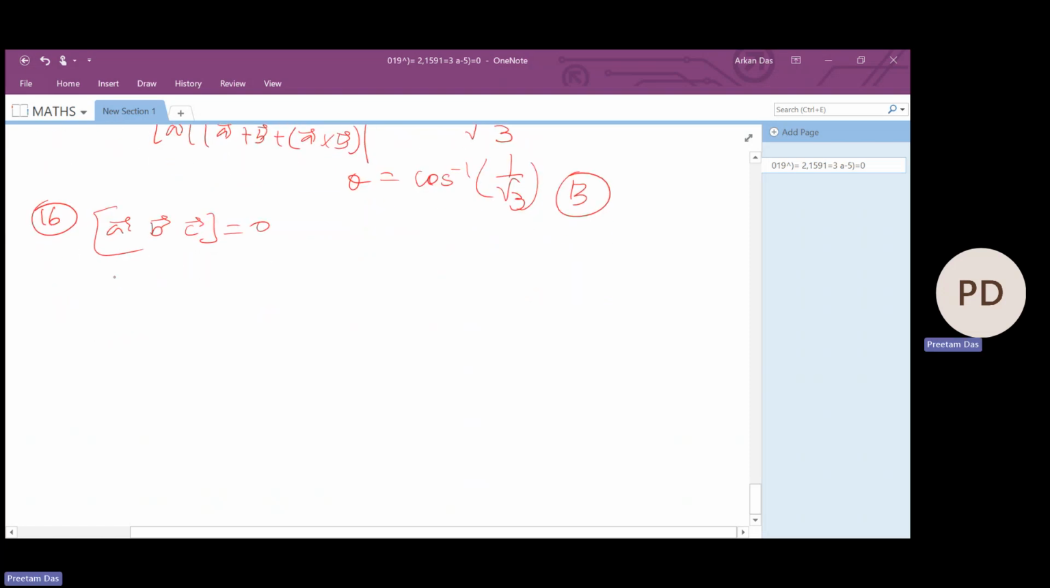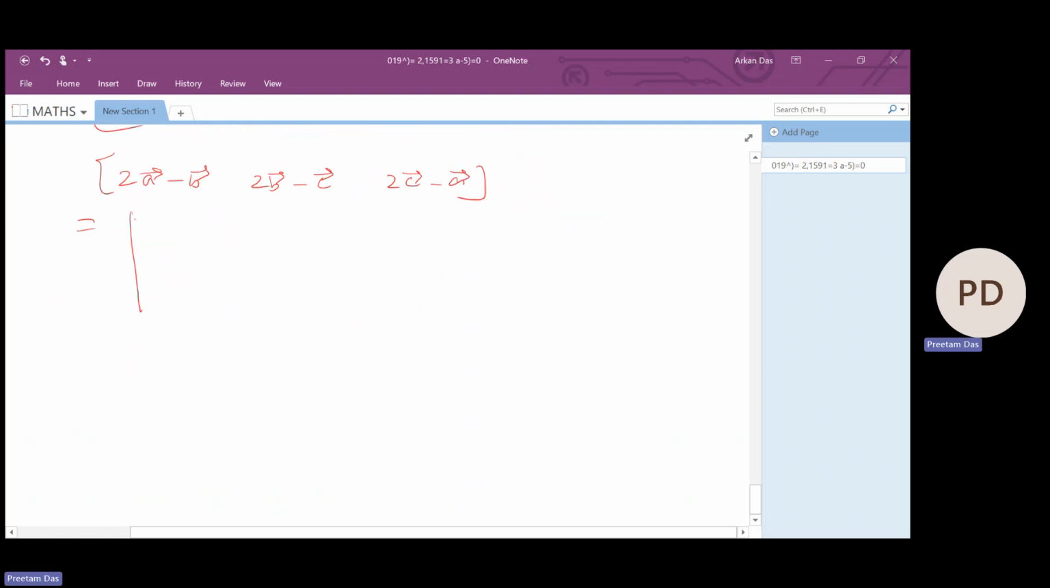Great. Now what will be the scalar triple product of this? 2a minus b, 2b minus c, 2c minus a. By method, it will be the determinant of the coefficients. So 2 minus 1 0, 0 2 minus 1, minus 1 0 2, times the scalar triple product of A, B, C. But since the scalar triple product is 0, the overall answer will be 0. So option A.